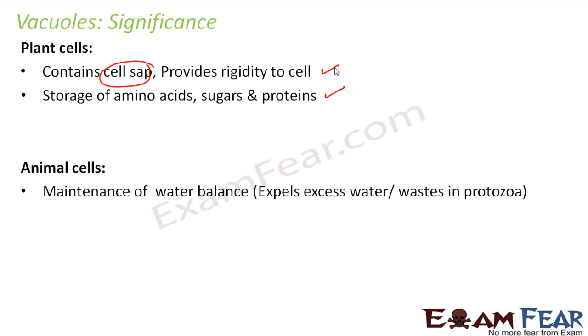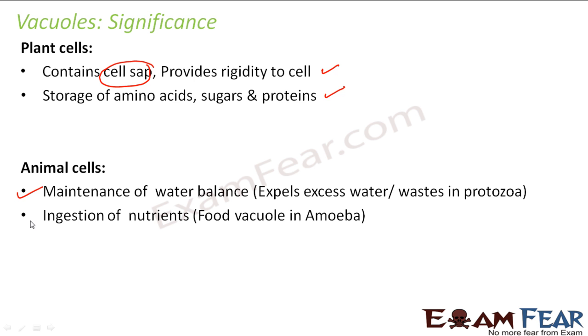Now the example which I took in the previous slide, the ciliate, is a kind of protozoa. So in those cases, vacuoles maintain water balance. When there is too much water inside the cell, the vacuole expels some water. Similarly, when there is a shortage of water, it can store some water, right? So it helps to maintain the water balance. It also helps in ingestion of nutrients. That means it helps in intake of food, for example, the food vacuole in amoeba.